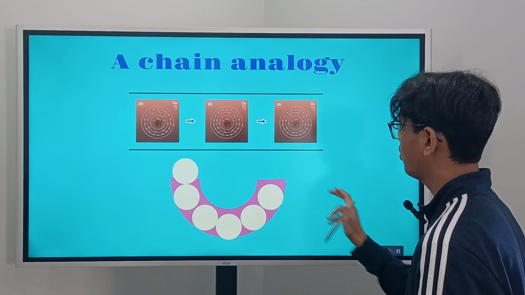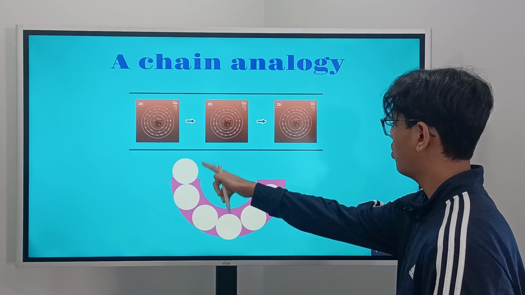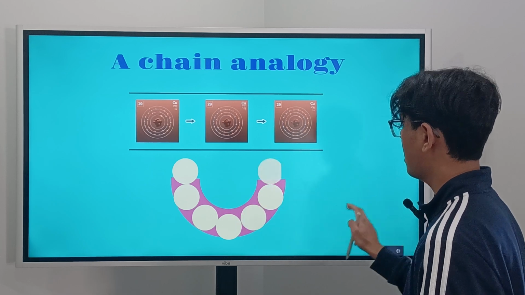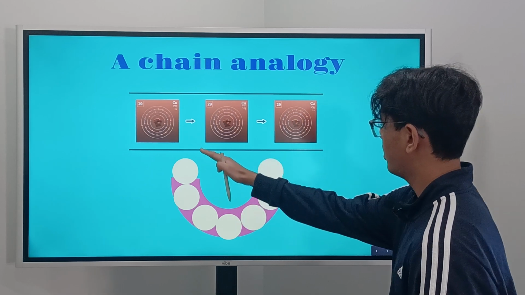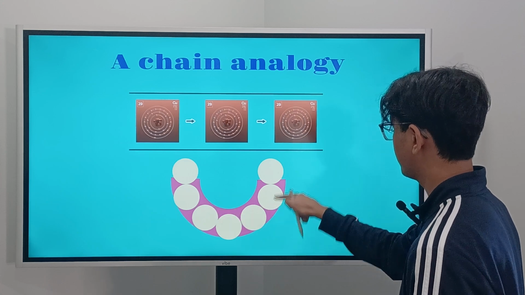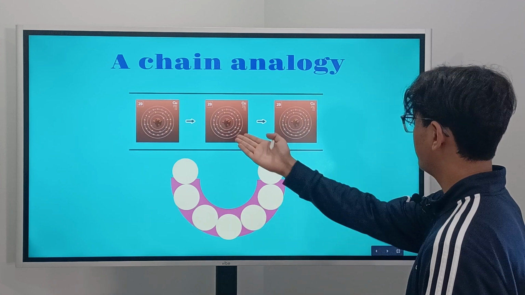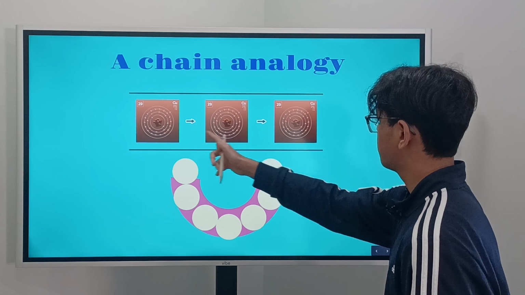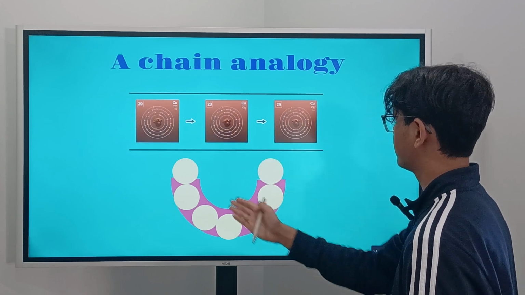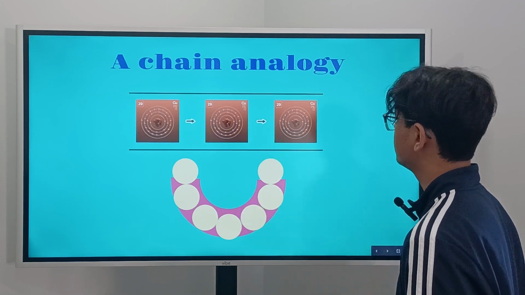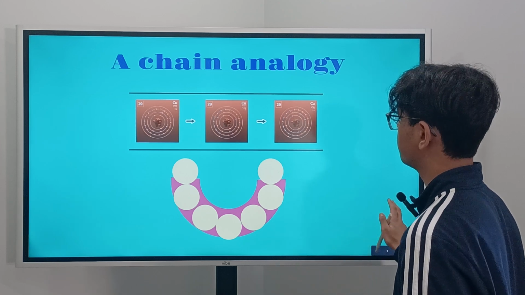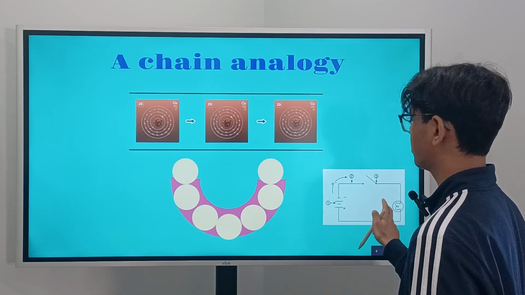So what would happen if we put one more in there? If we put one more in, then this one would get pushed out. When this one comes down, this one over here gets pushed out. The same thing happens with the electrons: as soon as one of the electrons pushes the next one, it keeps on moving. This is just a little analogy that we can use to help us understand this more. And this is the same circuit again.